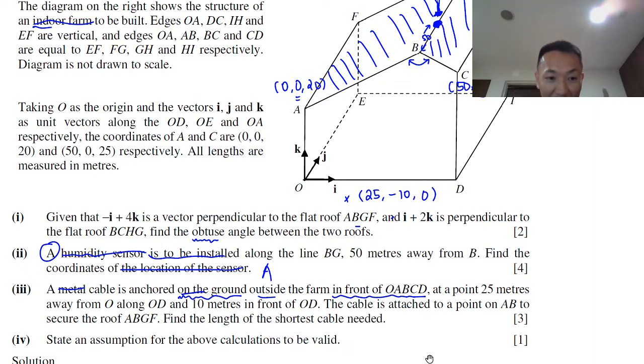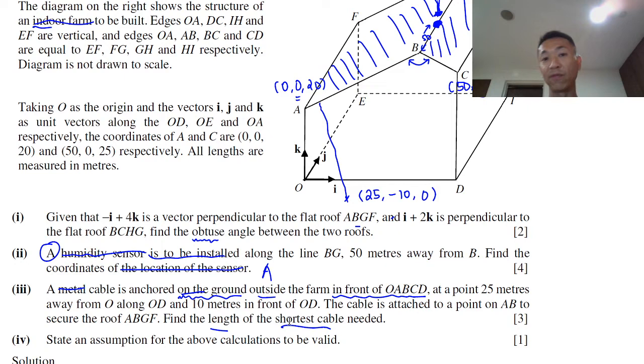So, this is the anchor. This is where the start of the cable is. Now, you're going to start from here. It is to be attached to a point on AB to secure the roof. Whatever you want to secure, doesn't matter. You just want it attached to a point on AB, somewhere along AB. Find the length of the shortest cable needed.